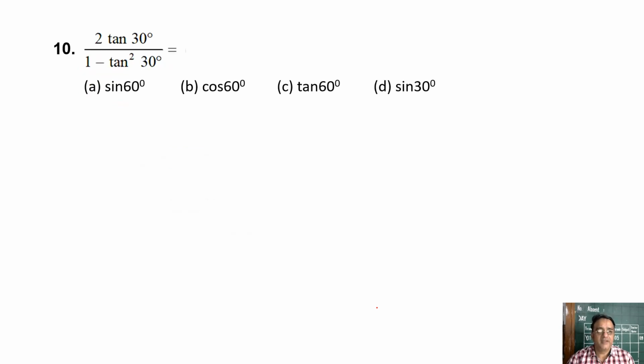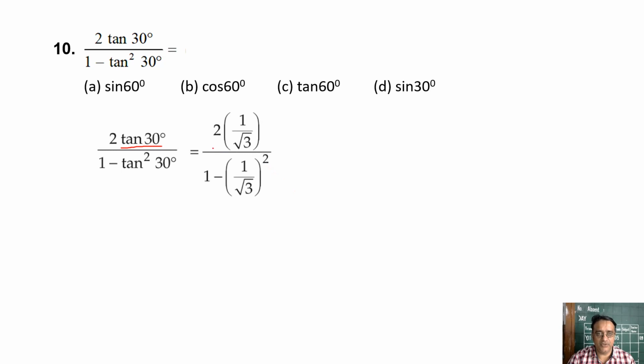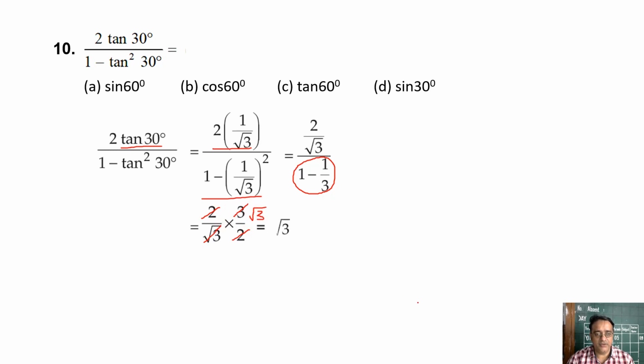Now the 10th question. The 10th question is similar to the 8th question what we did right now. Here we will substitute the value of tan 30 degree. So tan 30 degree is 1 by root 3. So this will become 2 by root 3 and this will become 1 minus 1 by 3. What is 1 minus 1 by 3? 2 by 3. So when we write it in multiplication we will take the reciprocal, 3 by 2. So 2 will be cancelled and 3 also we can cancel with root 3. So we are getting root 3 only. So whose value is root 3 here? tan 60 degree, right? So it is equals to tan 60 degree. So the correct option is C.